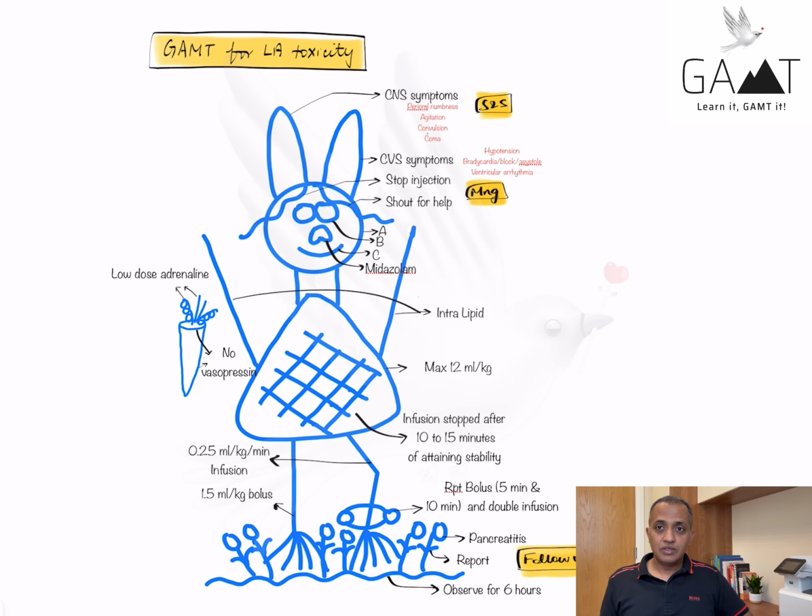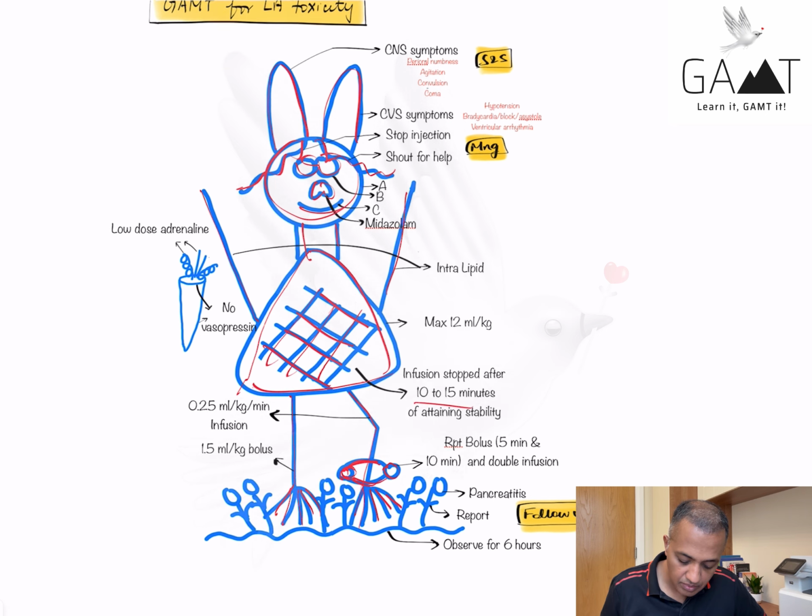So let's go through the GAMT for local anesthetic toxicity, and you can see how easy it is to recall all the information. Okay, so you have the CNS symptoms, CVS symptoms, stop the injection, shout for help, A, B, C, midazolam. You have intralipid 1.5 ml per kg, 0.25. Repeat the bolus and double the infusion rate. This is for D. The maximum dose is 12 ml per kg. You need to continue infusion for 10 to 15 minutes after attaining stability.